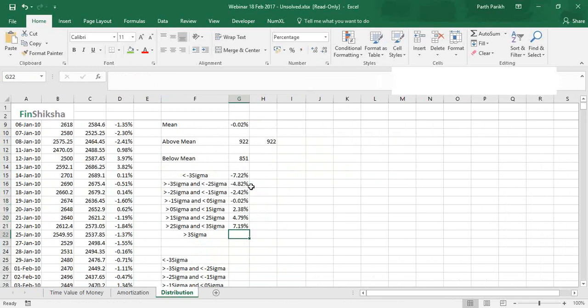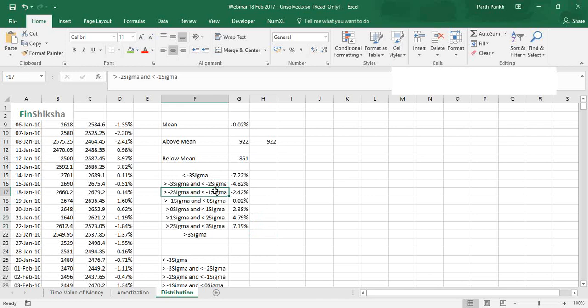Now I have to find out how many values are less than 3 sigma, between 3 and 2, between 2 and 1, between 1 and 0. Then on the positive side, between 0 and 1, between 1 and 2, between 2 and 3, and above 3. So different ranges have been defined. Excel has a formula called COUNTIF, but COUNTIF will count what is less than 2, less than 1. It will not define a range.